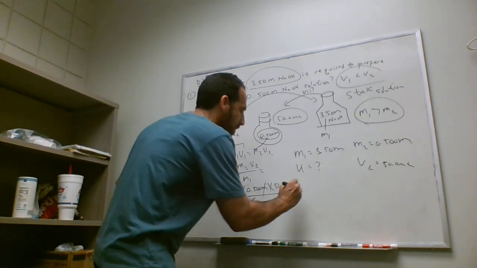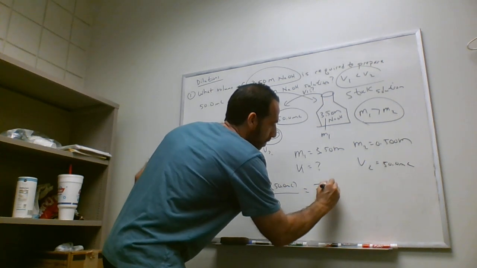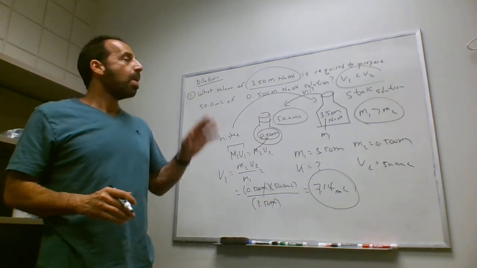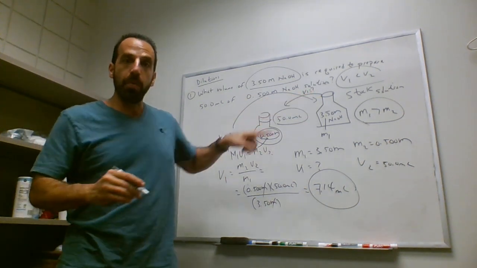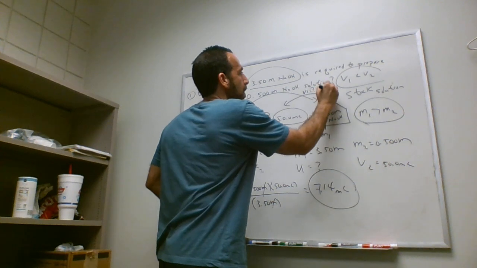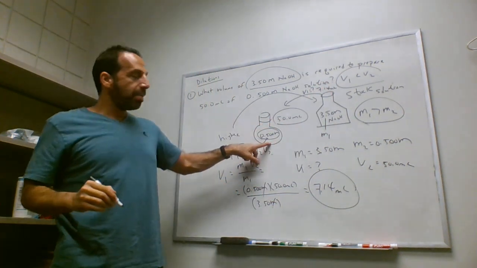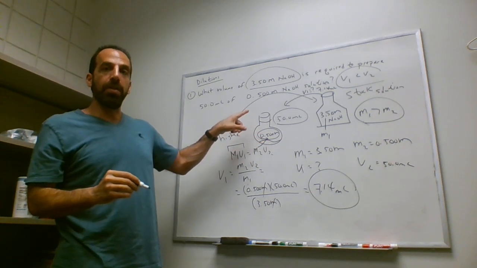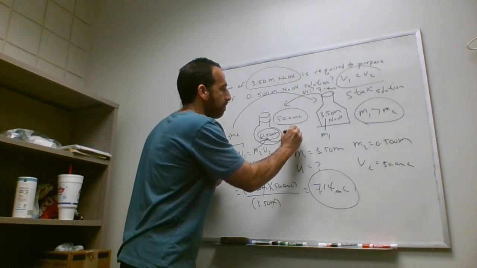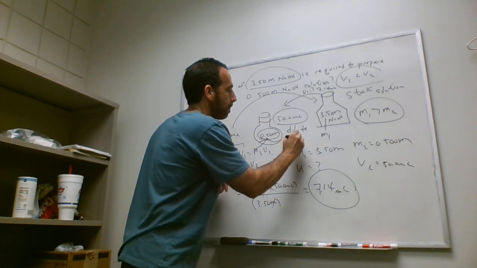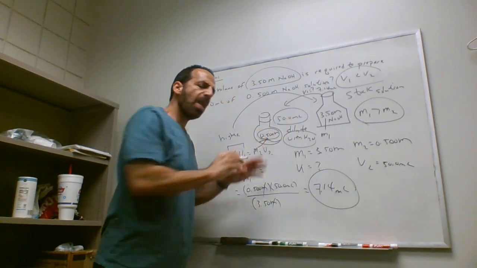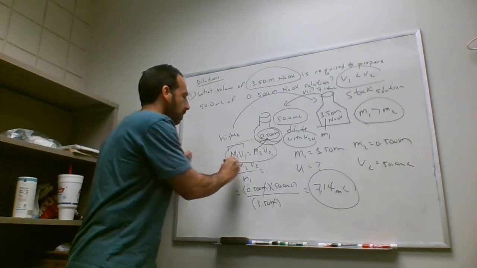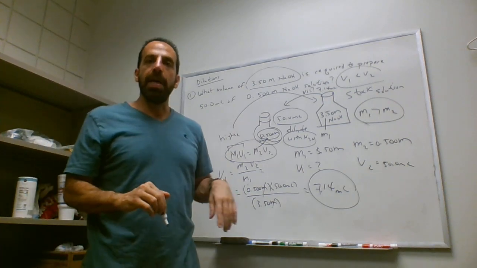When I do that, I'm going to end up with 7.14 milliliters. So basically what that means is I've got to take out 7.14 milliliters, add it to this flask, and then dilute with water until you get 50 milliliters total. So again, you have to add the rest as water. So whenever you have a dilution problem, again, it's very common in the lab, always use the dilution equation: M1 V1 is equal to M2 V2.